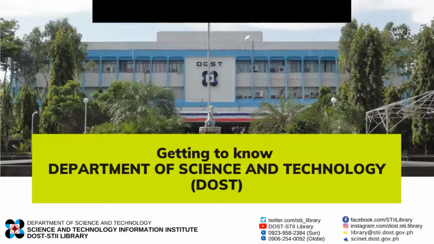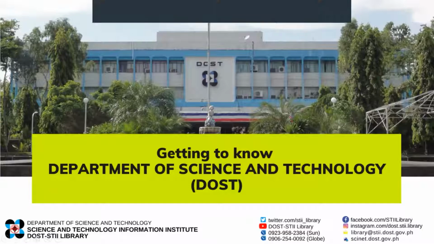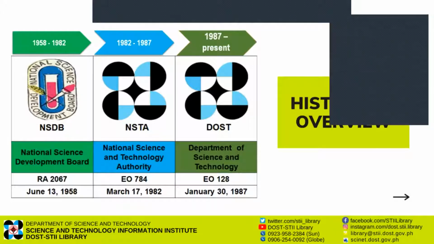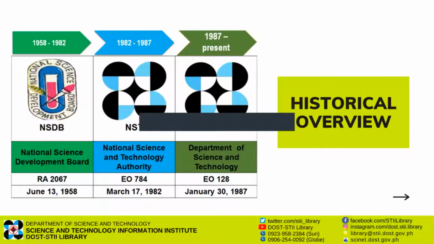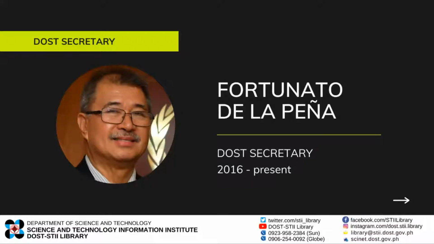So, getting to know Department of Science and Technology. From 1958 to 1982, DOST was formerly known as the National Science Development Board. From 1982 to 1987, it was changed to National Science and Technology Authority. And moving forward to 1987 to the present, it was changed to Department of Science and Technology. Now, the DOST is headed by Secretary Fortunato T. de la Peña, or SFTP.